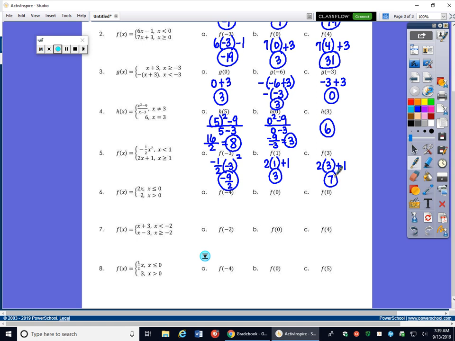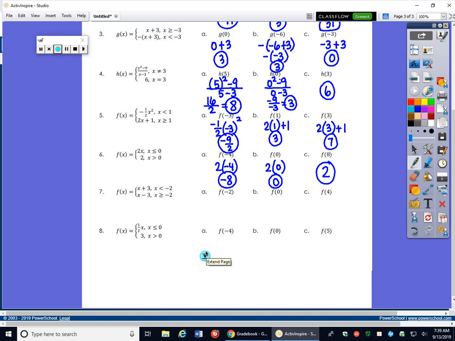Number 6, f of negative 4, that's when it's less than or equal to 0, so that's the top equation. So 2 times negative 4, which is negative 8. 0 is equal to 0, that's again the top equation, so that's going to be 0. And 8 is when it's greater than 0, so the answer is just 2. There's nothing to evaluate on that one.